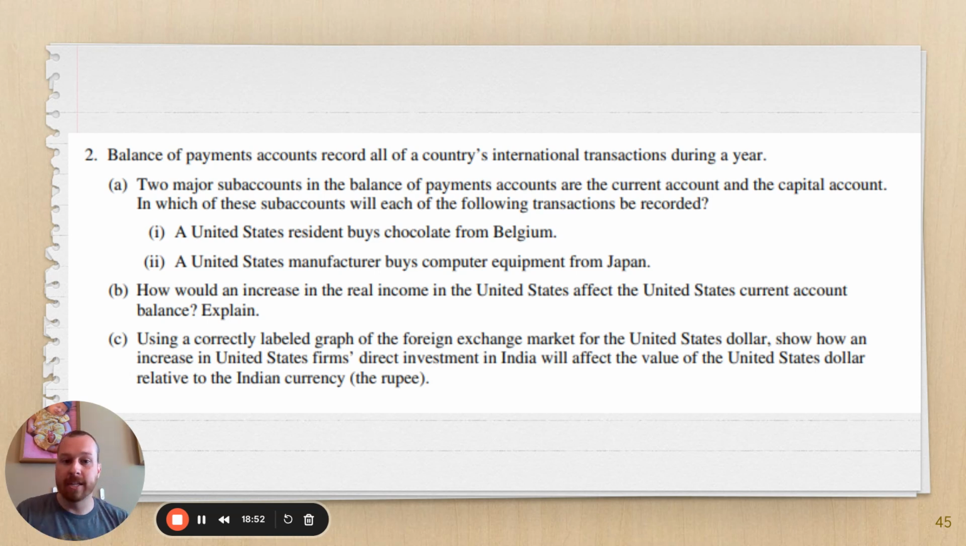So take a look here. Balance of payments accounts record all of a country's international transactions during a year. I have to get a piece of paper out, see if I can draw here. Two major sub accounts. So this is the one we already did. This is the one we already did, right? So we have to do letter C here. Okay. So using a correctly labeled graph of the foreign exchange market for the US dollar.